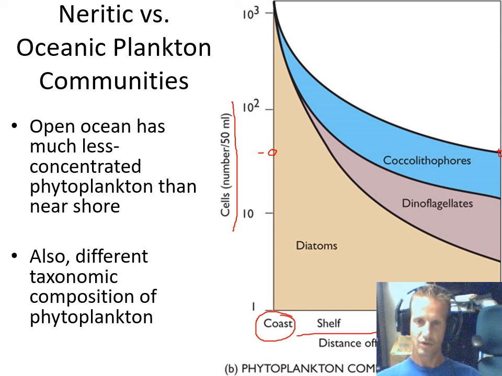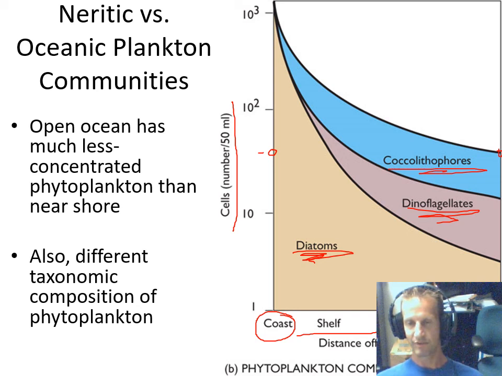So near shore, diatoms are one of the dominant plankton species because they do really well in nutrient-rich environments, whereas further offshore, coccolithophores and dinoflagellates, which are more adapted to low nutrient conditions, play more of a role. And this is a very simplified diagram, but there would also be many other groups of plankton that you might find in varying amounts in all these environments.